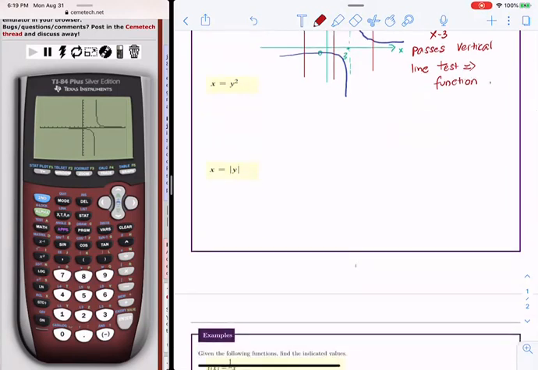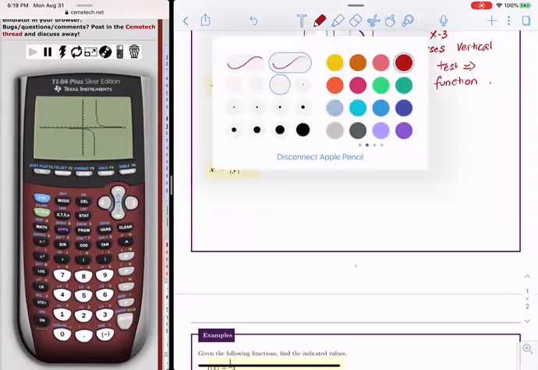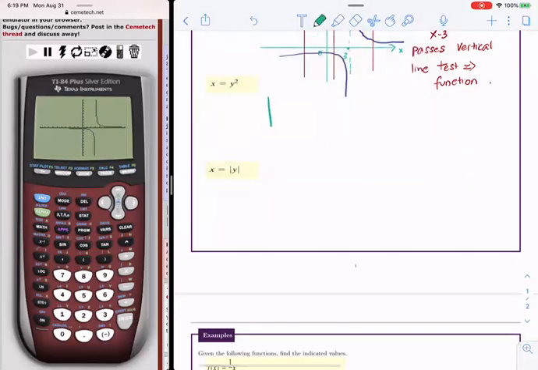So the next one we have is x is equal to y squared. You should notice that the x and the y are flipped. So if you pick a value of x, then it has to satisfy y squared. This one is a bit tricky. So what I'm going to do is pick values for y this time.